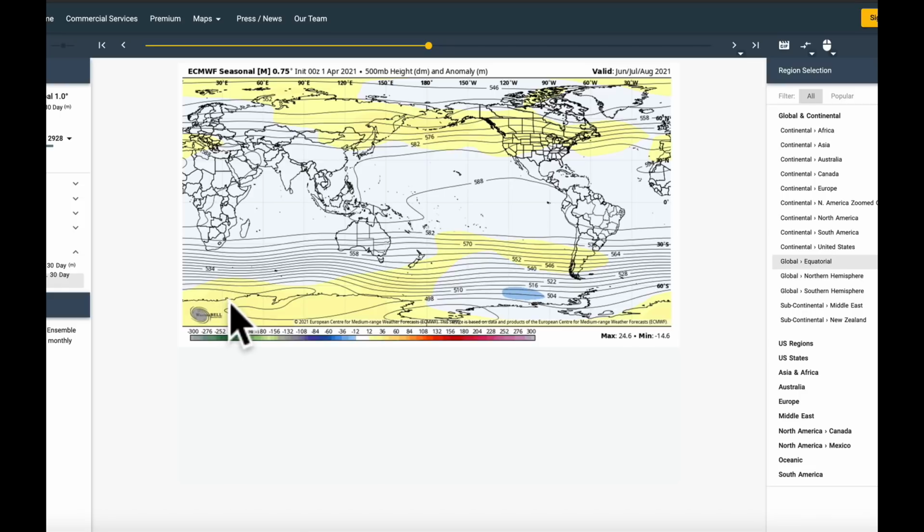Now, what would be most devastating to the midsection of the country is if we were to see ridging developing here, ridging developing there, and another ridge sitting here. That triple ridge configuration is very common for very hot and dry summers in the midsection of the country and cooler summers along the west.